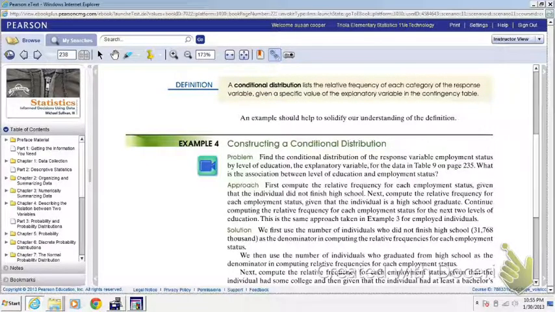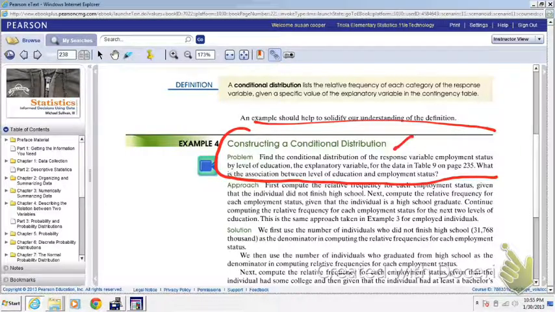Okay, so let's focus in on the kind of language that is going to be used on a test. Right here, it says find the conditional distribution of the response variable employment status by level of education. So look out for that kind of language: find the conditional distribution of something by something else. Whatever follows the word "by," level of education, that's the thing you're dividing by. That's how you can remember it when you go to construct this. You're going to see this in a moment. So just remember, we're doing a conditional distribution of employment status by level of education. Now you'll see what I mean.